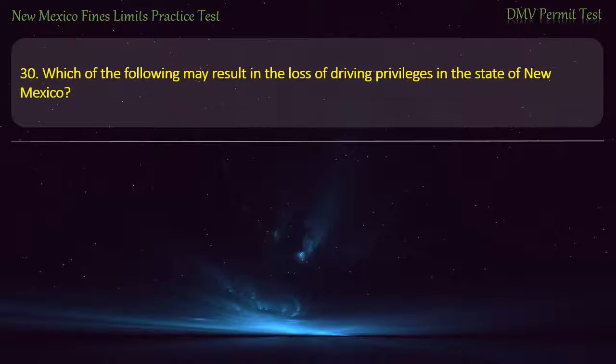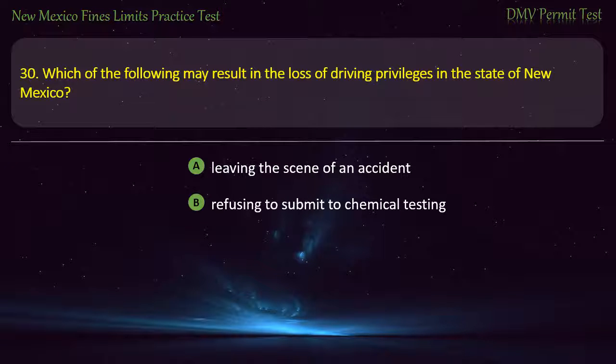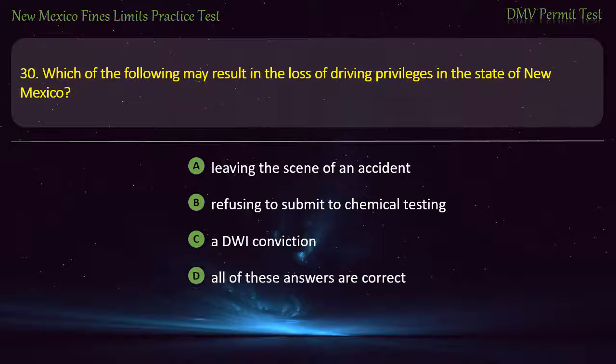Question 30. Which of the following may result in the loss of driving privileges in the state of New Mexico? Leaving the scene of an accident. Refusing to submit to chemical testing. A DWI conviction. All of these answers are correct. Answer. All of these answers are correct.